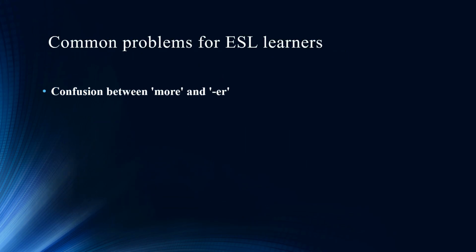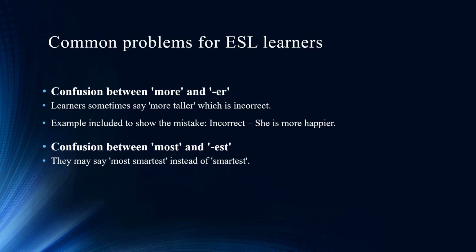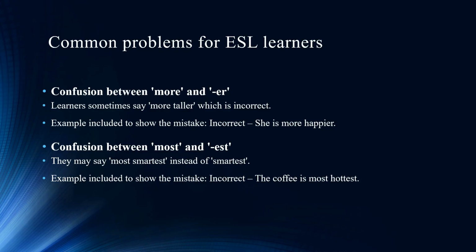Common problems for ESL learners. They find confusion between more and -er. They say more taller, which is incorrect. For example, she is more happier. So here you can see there is double usage of comparative degrees. Confusion between most and -est. They may say most smartest, which is incorrect, instead of saying smartest. For example, the coffee is most hottest. So here again you can see there is double usage of superlative degrees, most and hottest.